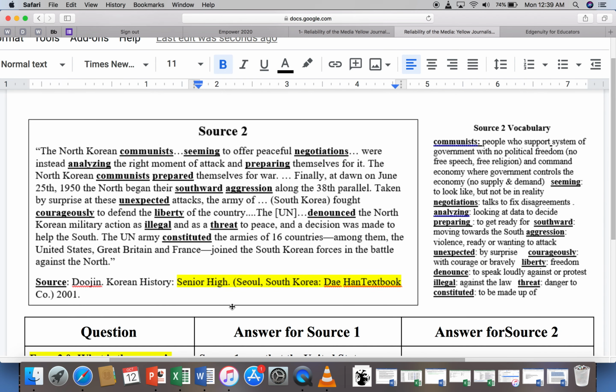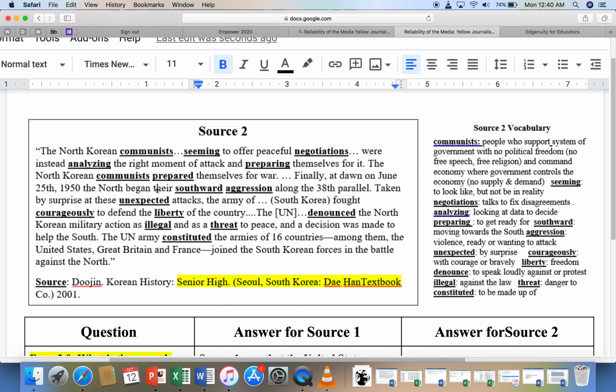Okay. This time, the North Korean communists, seeming to offer peaceful negotiations, were instead analyzing the right moment to attack and preparing themselves for it. That's going to be key. So if we read that sentence again, the North Korean communists, seeming to offer peaceful negotiations, were instead analyzing the right moment to attack and prepare themselves for it. So right off the bat, this source is already saying, hey, the North Korean communists were preparing for war, and they're the ones who started it. It's very different than source 1. Okay? So the North Korean communists prepared themselves for war.